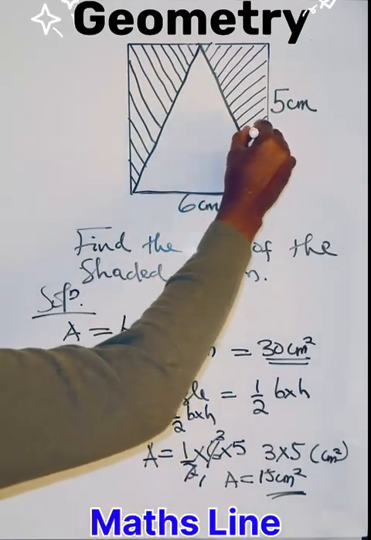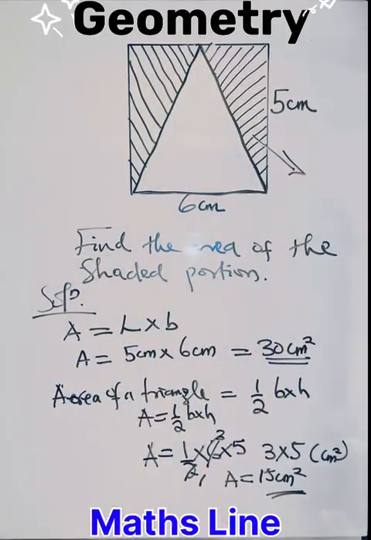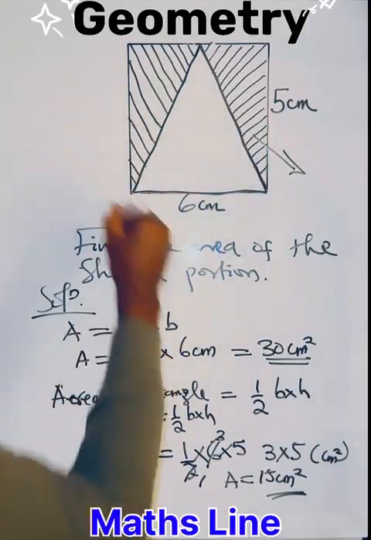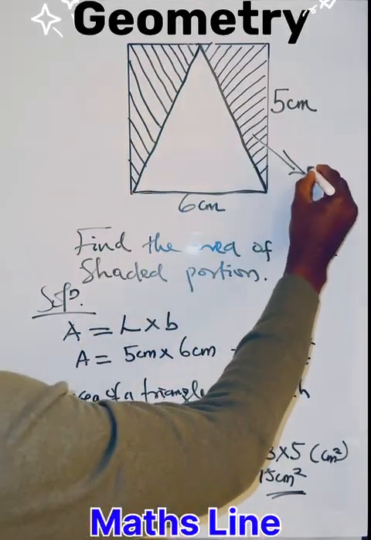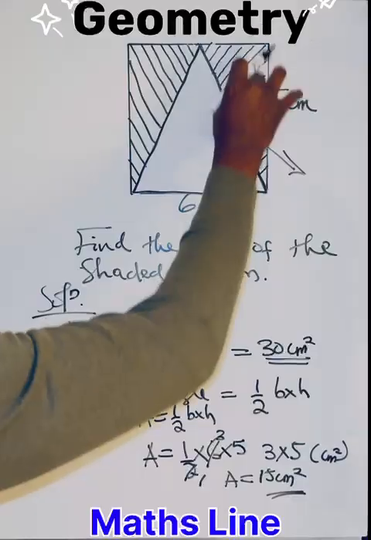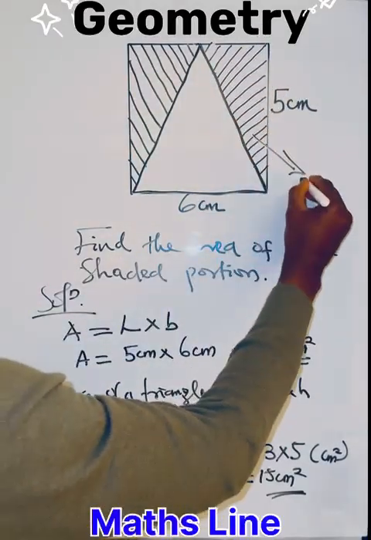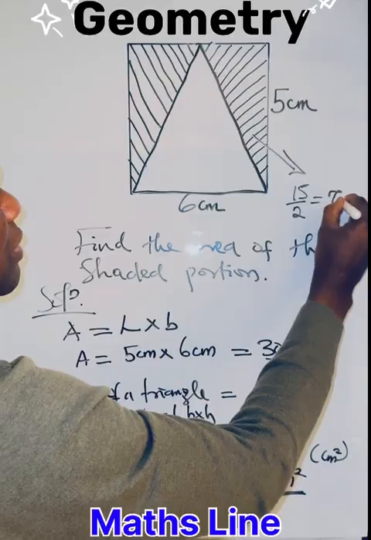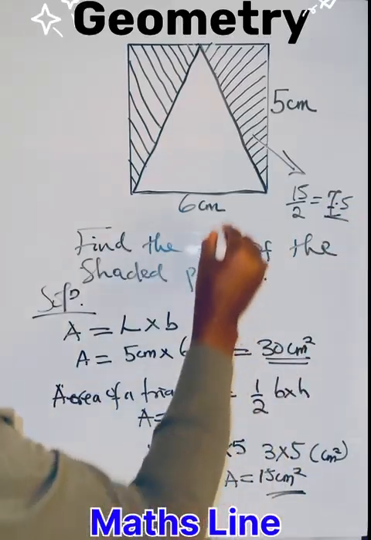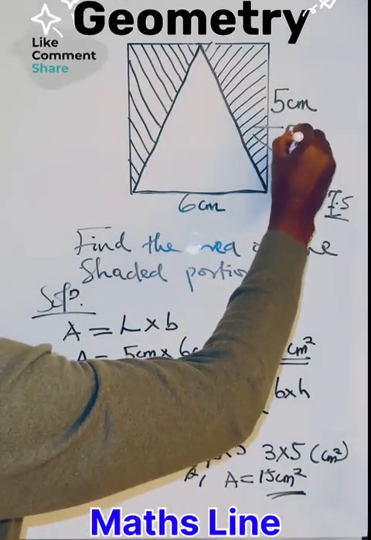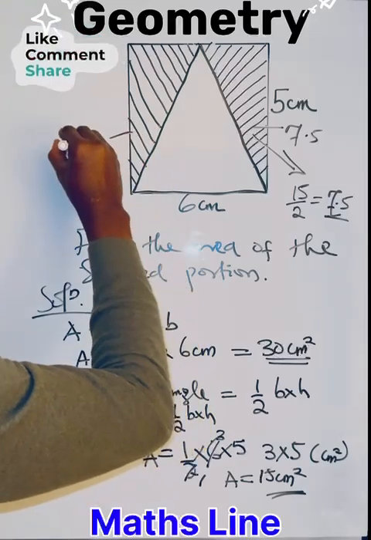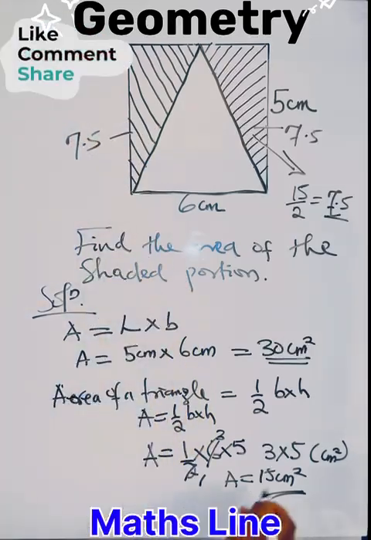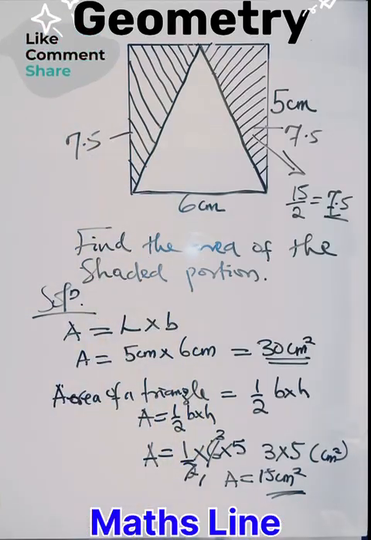But to know one side here, because you have two sides and your answer is 15, we can say that to get the value of one side, we divide 15 over 2, which gives us 7.5. So which means that one side is 7.5, and this side is 7.5. So that still brings us back to our 15.